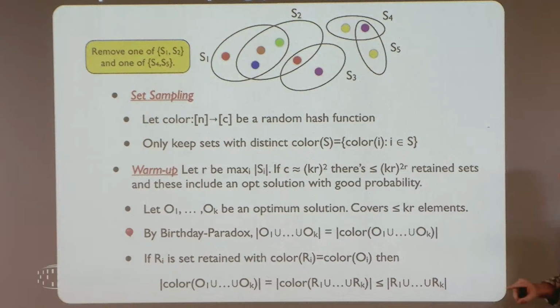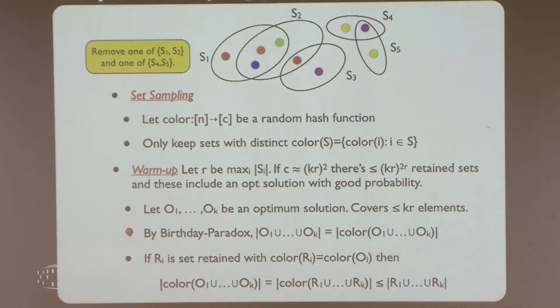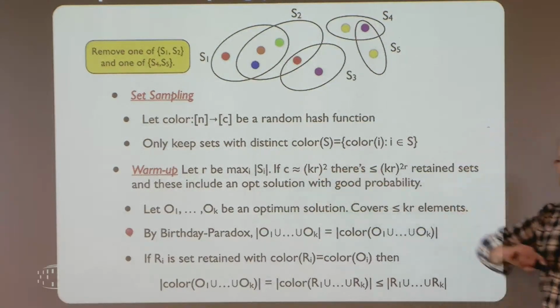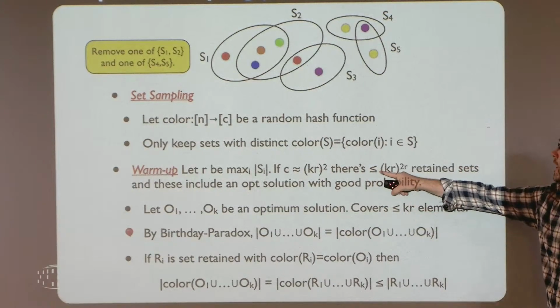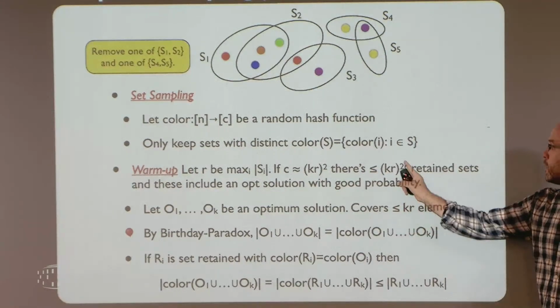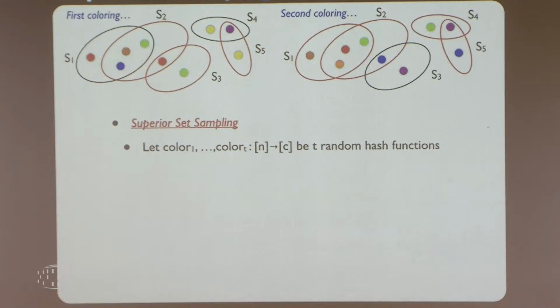The fact that R_1 union R_2 up to R_k, which is the kind of solution you could get, is bigger than this quantity is just by the fact that the coloring was a function. And then plugging this thing and this thing together means you can argue that amongst these R sets you've collected, you will have something that covers as many things as optimum. Okay. So I said this was warm up. It'd be nice if we could decrease the C, because this value is essentially C to the power R. So if we decrease C, we could decrease the number of retained sets. So that's where the next idea comes from.